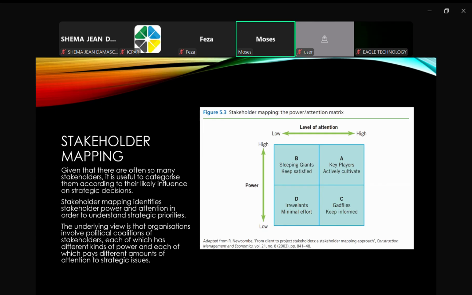So you will see some questions in the past papers that have case studies about stakeholders who are important, and those are in zone A or quadrant A, those that are powerful but not interested in what you're doing. Those are so-called sleeping giants. Then you have those that are less powerful, but they are pretty much interested in what is happening. And those are called gadflies, and these are usually employees. And then irrelevance. Those who are not powerful and not interested.